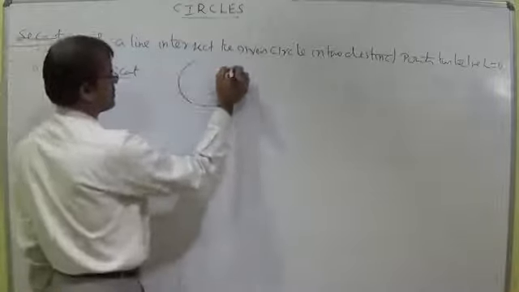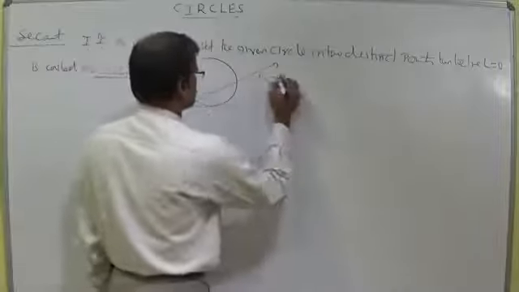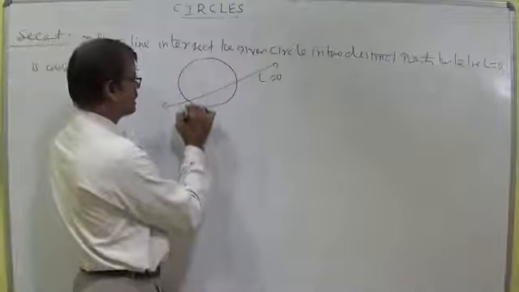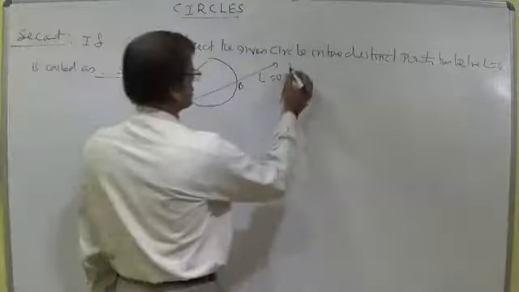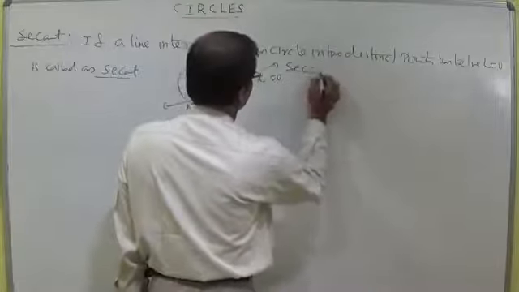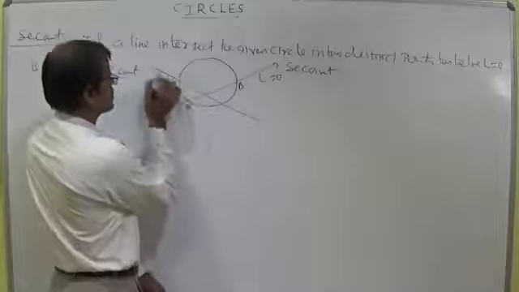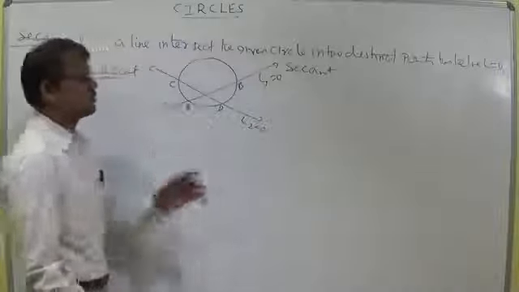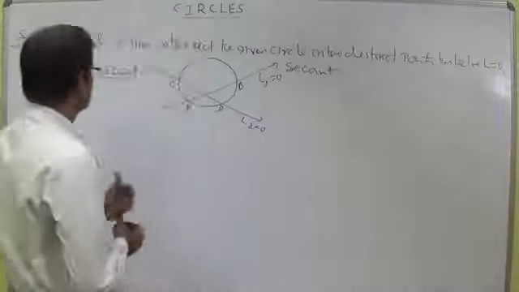Draw the circle and the lines. This is L equal to 0. If the line L equal to 0 intersects a circle in two distinct points, this is nothing but a secant, that's all. So many secants we can draw. This is L1 equal to 0, this is L2 equal to 0. There are so many secants we can draw. Simply, a line that intersects the given circle in two distinct points is called a secant.